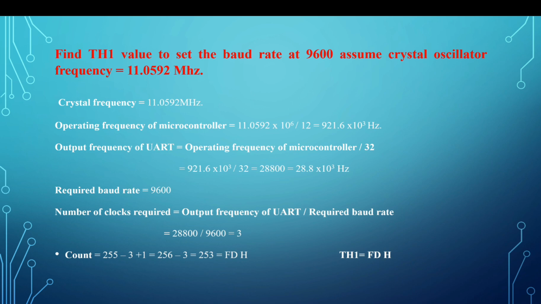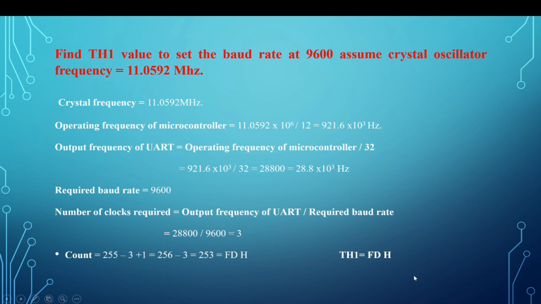First divide the oscillator frequency by 12, then divide it by 32, then divide the output frequency of the UART by the required baud rate, and you will get the count. Then subtract it from 256, and you get the count value, TH1.